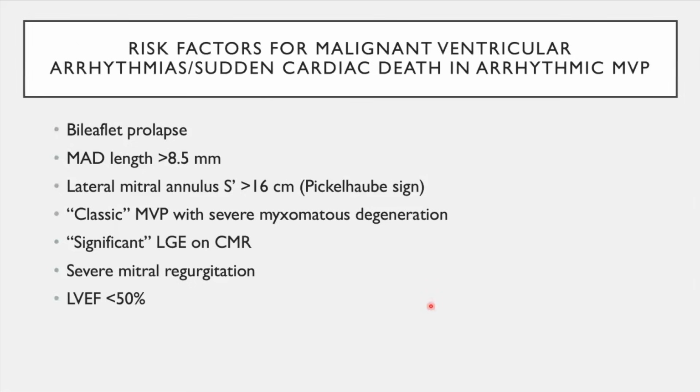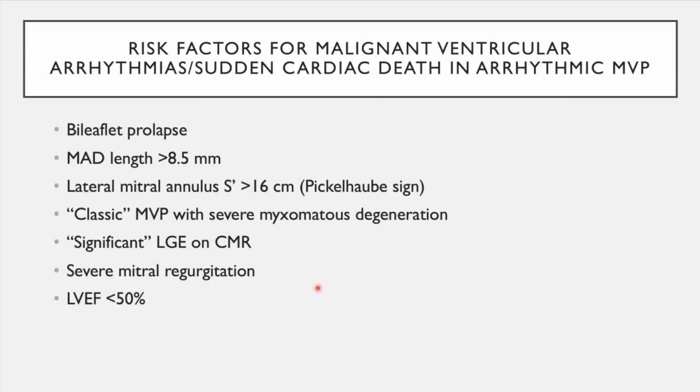So risk factors for malignant ventricular arrhythmias and sudden cardiac death in arrhythmic mitral valve prolapse. Significant features are bileaflet prolapse, a mitral annular disjunction (MAD) length of greater than 8.5 millimeters, correct units there. You have the lateral mitral annulus S prime on the apical 3-chamber view of greater than 16 centimeters per second. That's our pickle hub sign.